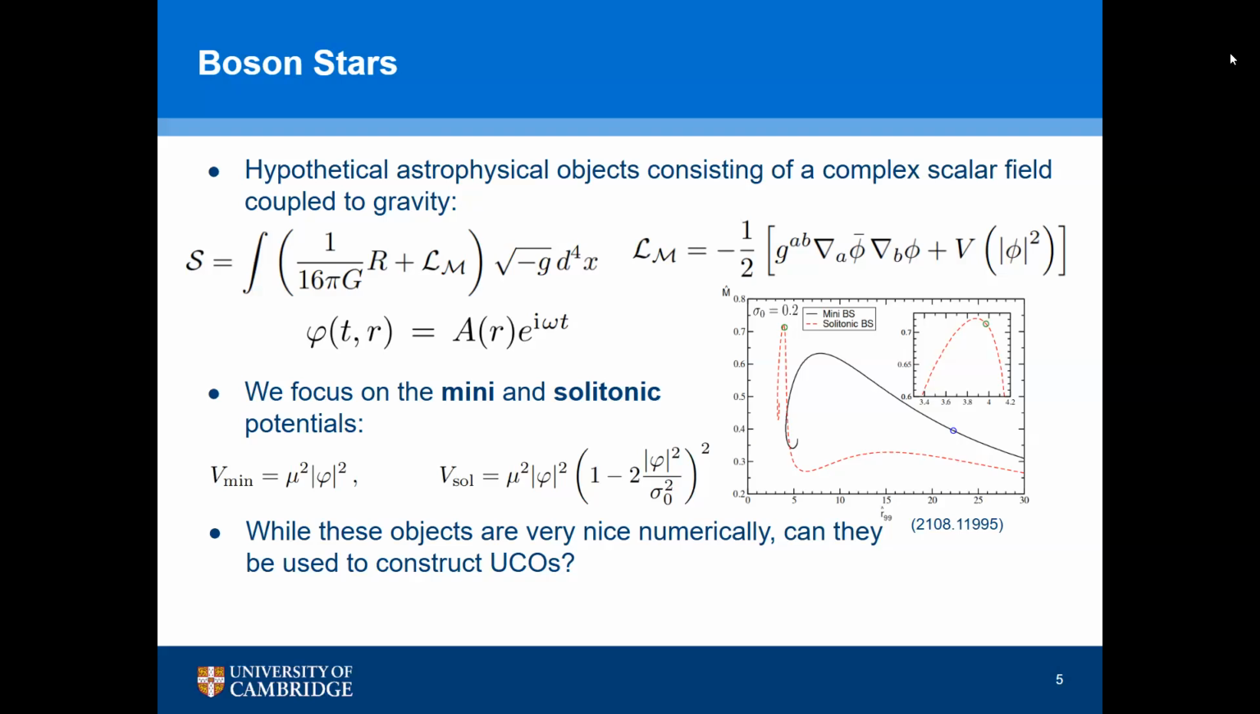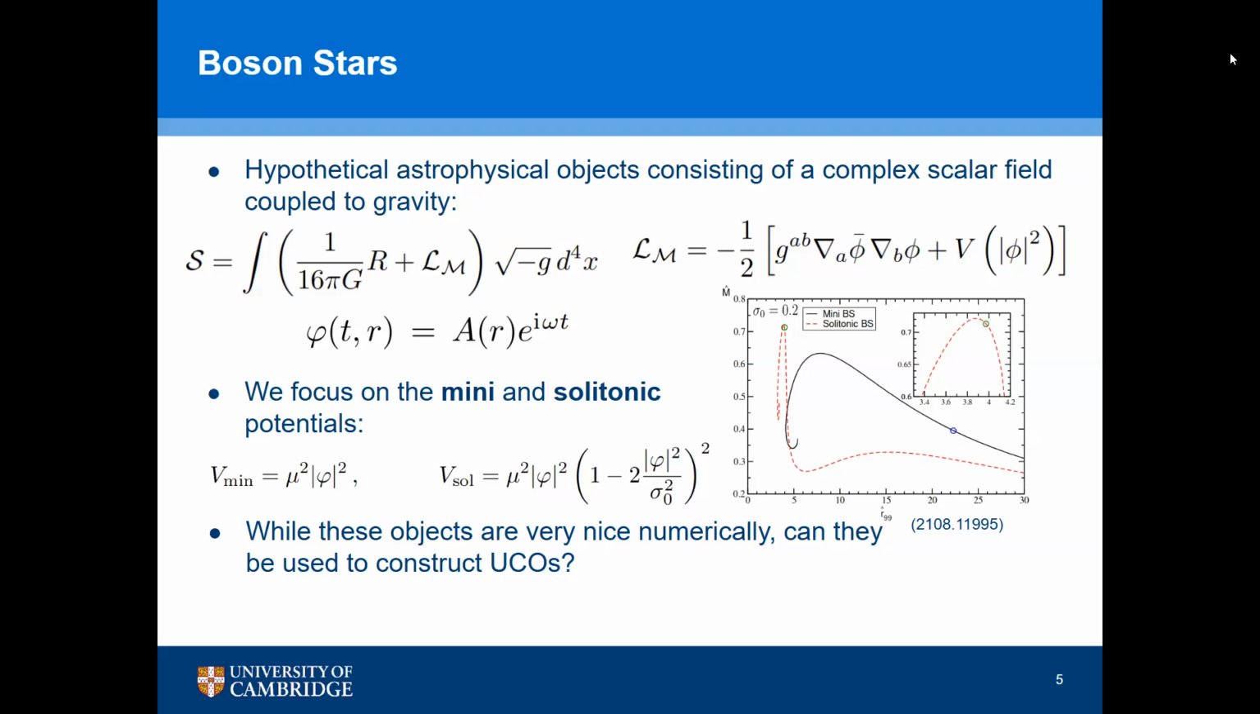Plotting the mass against radius: boson stars don't have a hard surface, so we define the effective radius as that containing 99% of the mass, typically. We're plotting these against each other here for mini boson stars and a solitonic family for sigma naught over 2. As we'll see, this is actually not a super compact family of boson stars, but already we can see that the compactness you can achieve with the solitonic family is significantly greater than what we can get with mini boson stars.